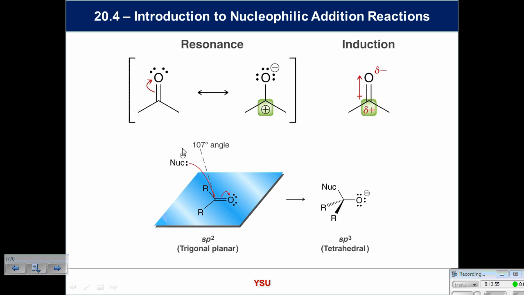It's been proven that the angle of attack is about 107 degrees. Okay, and that then lowers the transition state energy because this is closer to 109. It's somewhere in between 90 degrees and 109, and it's giving you the best trajectory to give you the lowest energy transition state as you go from flat on the left to sp3 on the right.